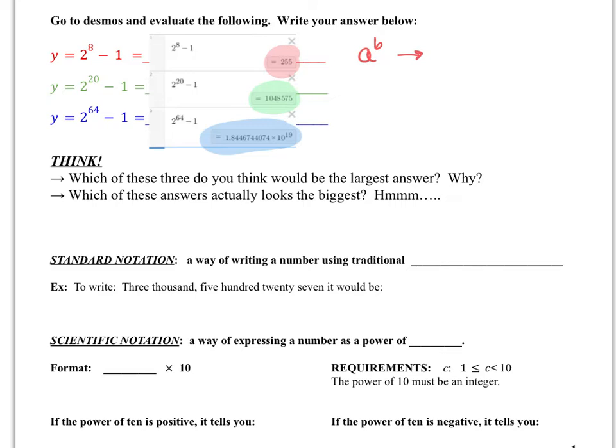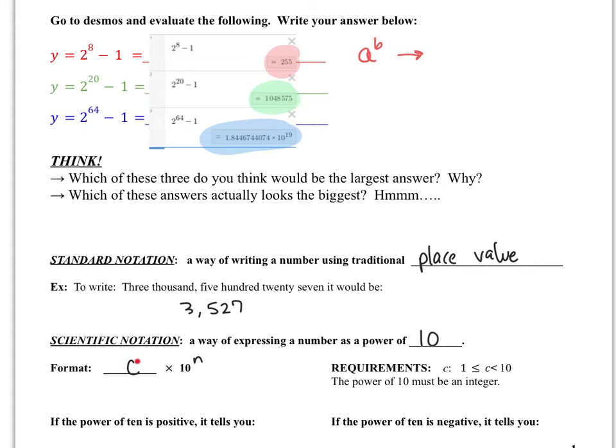Standard notation is a way of writing numbers using traditional place value. So for example, to write 3,527, it would be 3,527. Scientific notation is a way of expressing a number as a power of 10. So the format is C times 10 to the n.